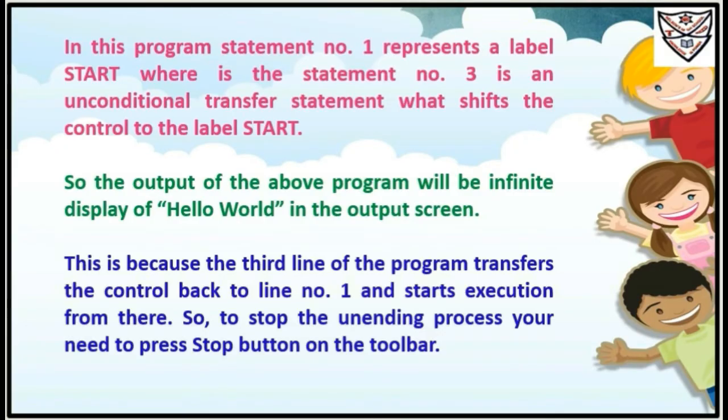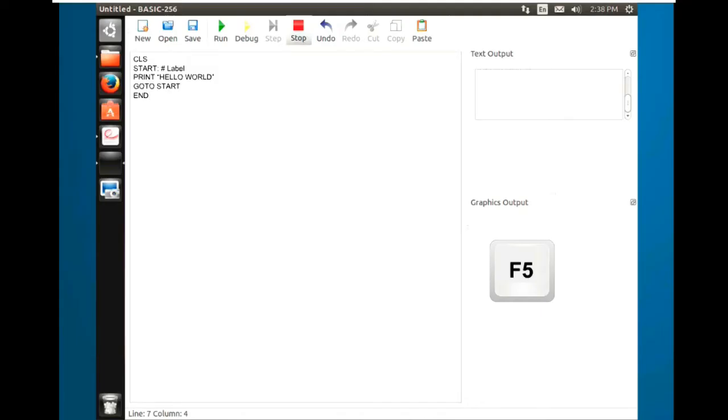Then end. In the program, statement number 1 represents a label start, whereas statement number 3 is an unconditional transfer statement which shifts the control to the label start. So the output of the above program will be an infinite display of hello world on the output screen.